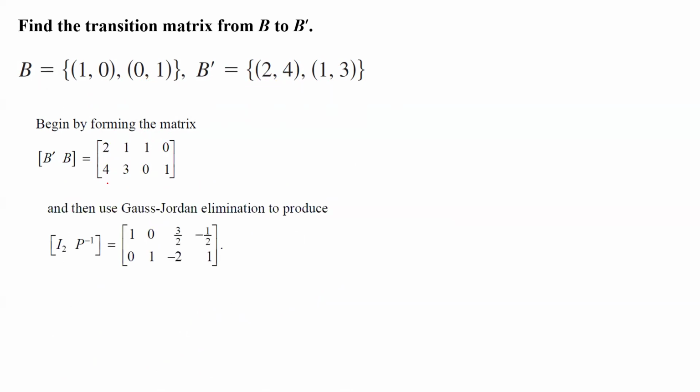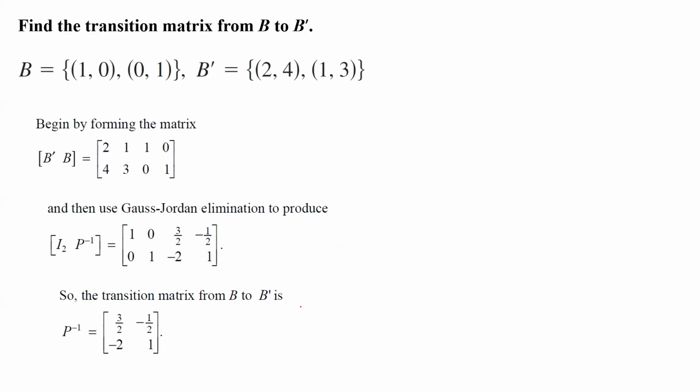Now, if you apply elementary row operations, this is 2, which needs to be 1. You can multiply the first row by a half, or at this point, you could just say, I'm going to multiply this guy by negative 2 and add it to the second row for simplicity. But again, after doing the elementary row operations, the very first matrix becomes the identity matrix, and the inverse of P is 3/2, -1/2, -2, and 1. So the transition matrix from B to B prime is 3/2, -1/2, -2, and 1.